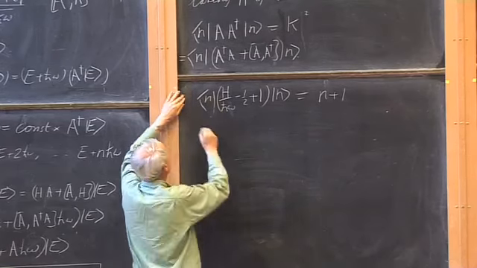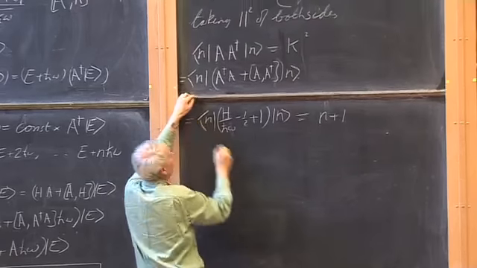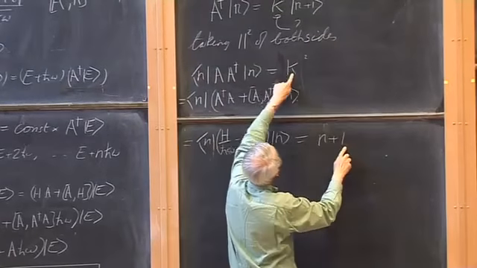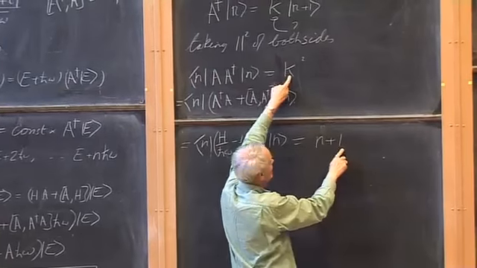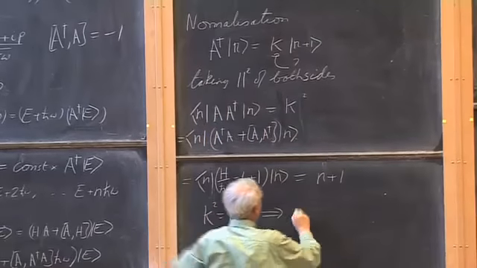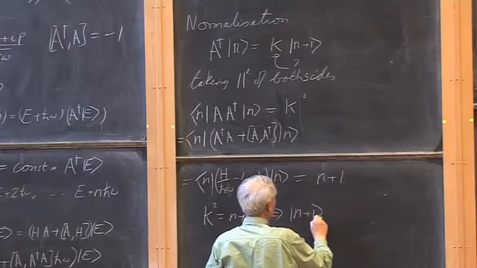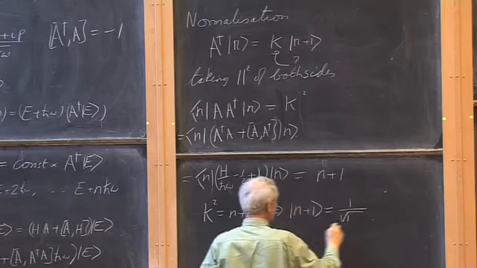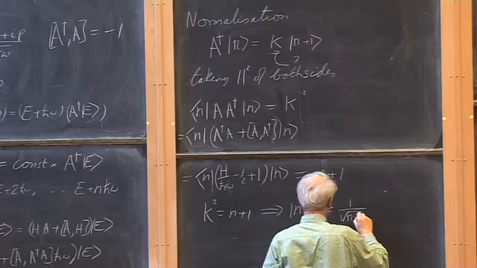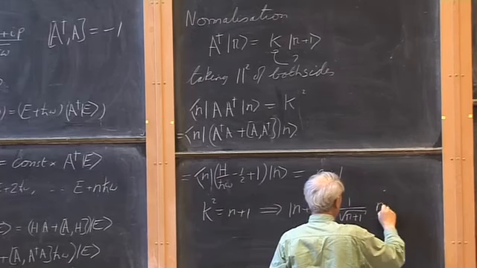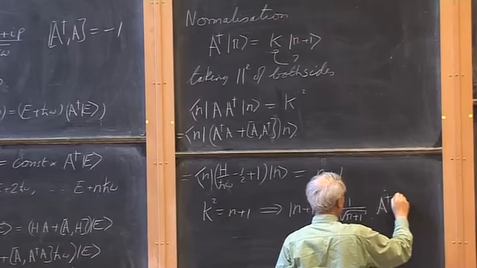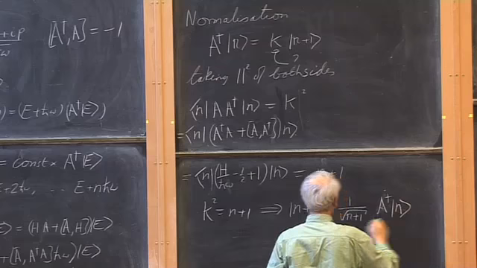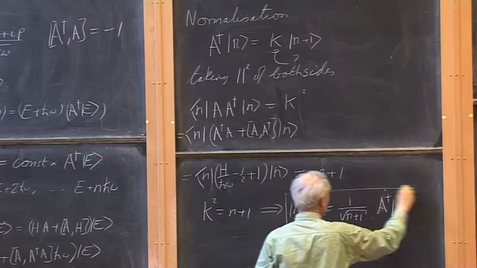So what follows this? Comparing this with this, we find that k squared is equal to n plus 1. Going back to up there, we have that n plus 1 is equal to 1 over the square root of n plus 1 of a dagger n. This is a very important equation.